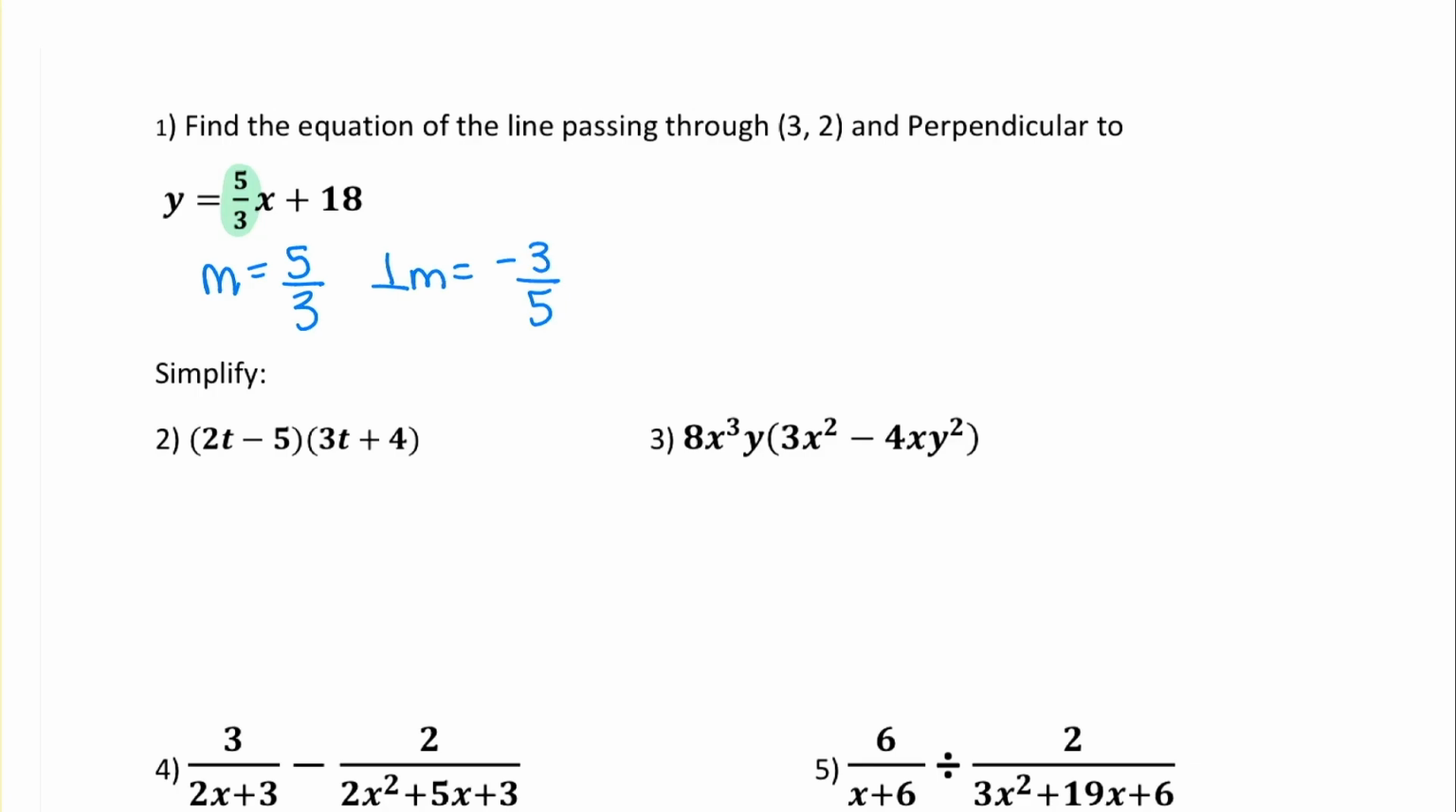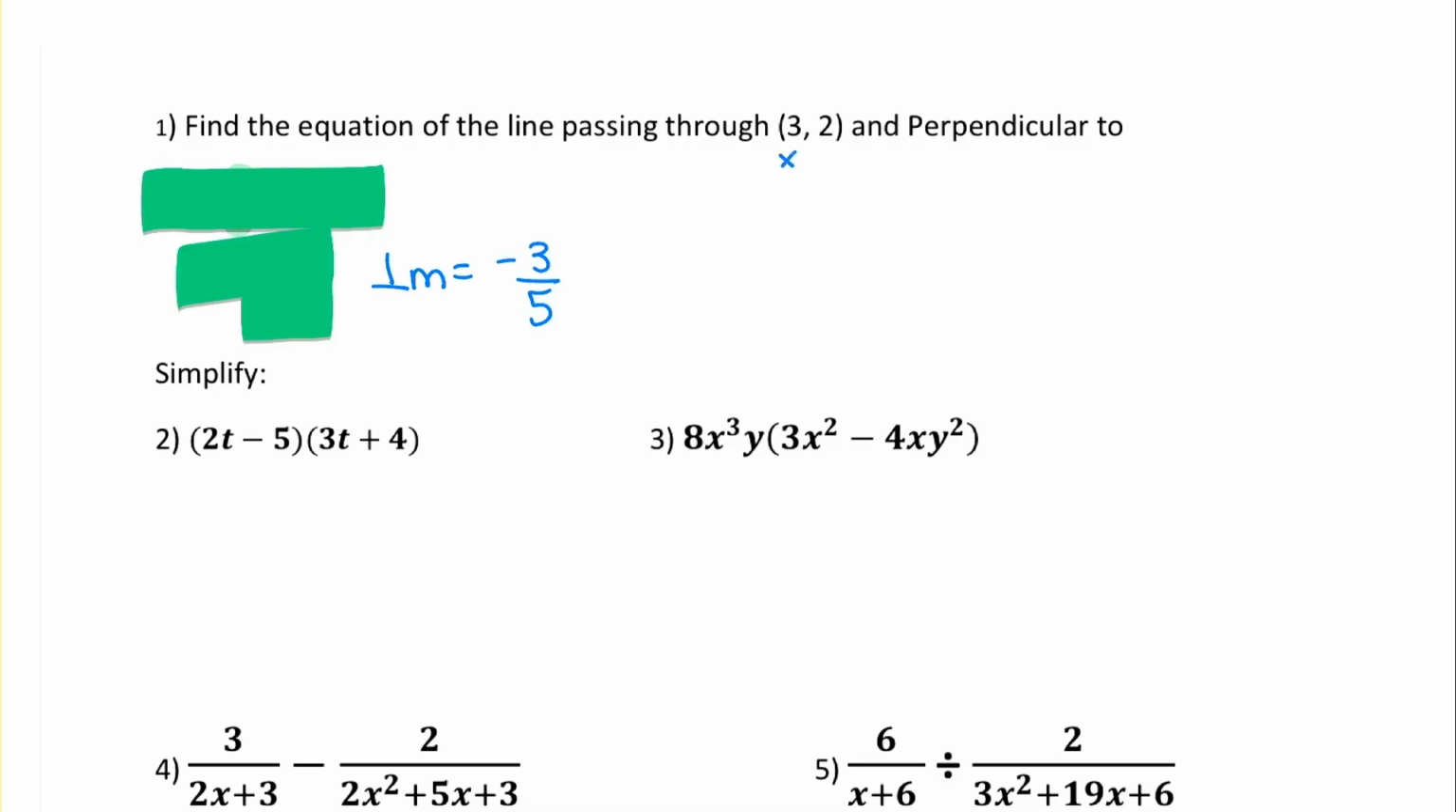Now that we have dealt with that, we are not going to use this equation anymore. So don't get confused by the fact that it's still there. Now we have a point and the slope that we need. So we're going to do our y equals mx plus b.